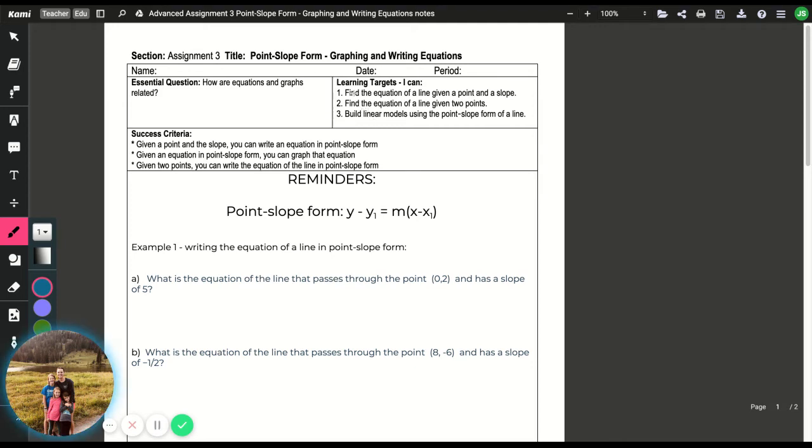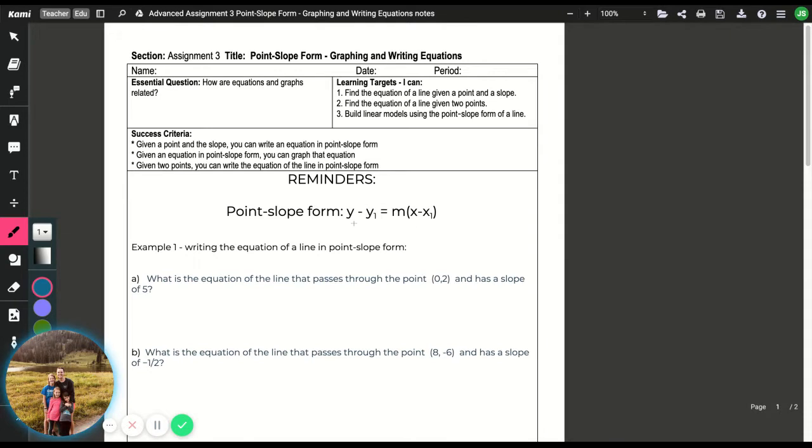This is our second day of dealing with lines in point slope form, assignment 3. So today's learning targets: can you find the equation of a line if you are given 1 point and the slope? The second learning target: can you find the equation of a line if you are given 2 points, no slope? And then the last one: build linear models, meaning graphing, using the point slope form of a line.